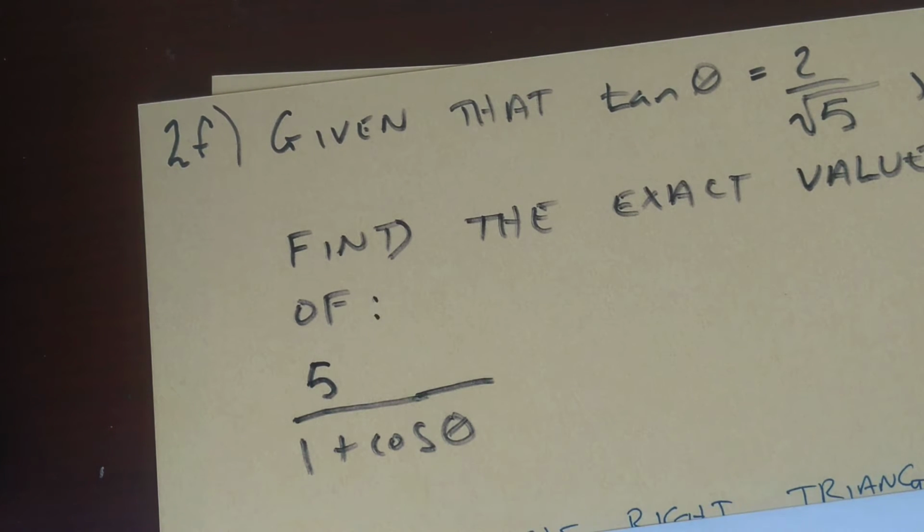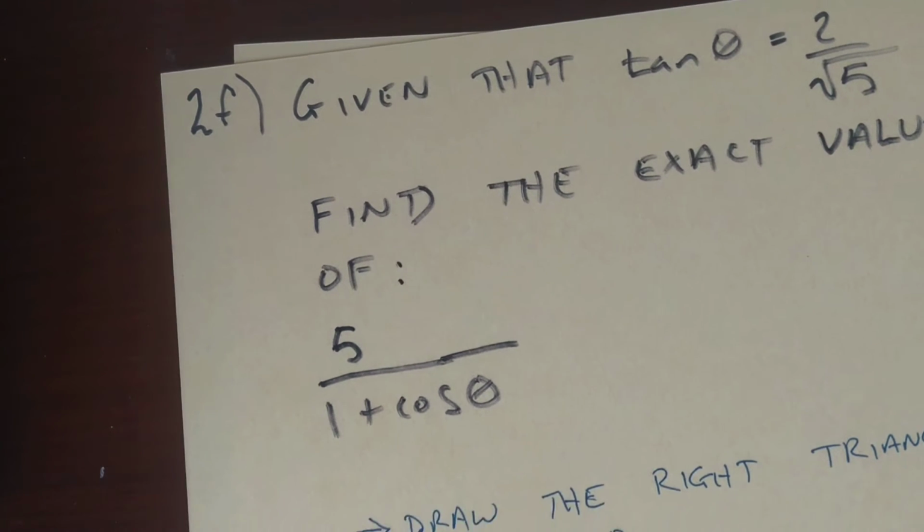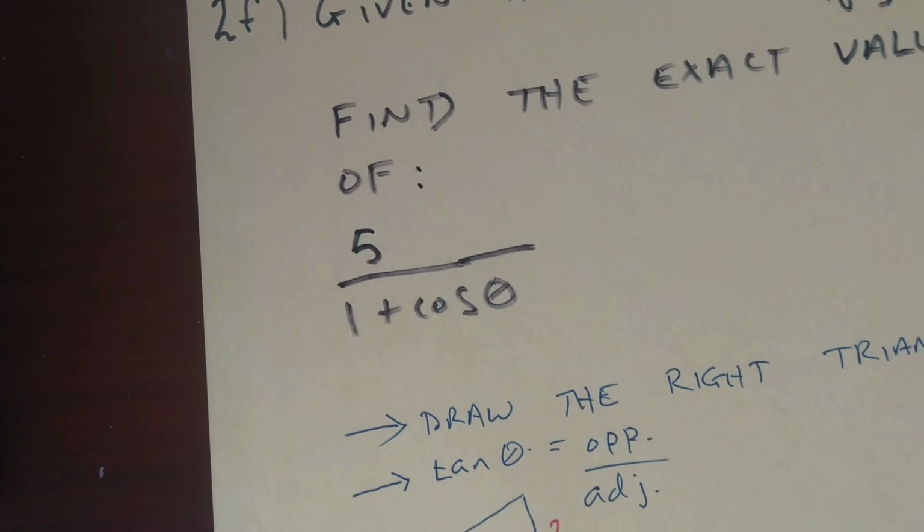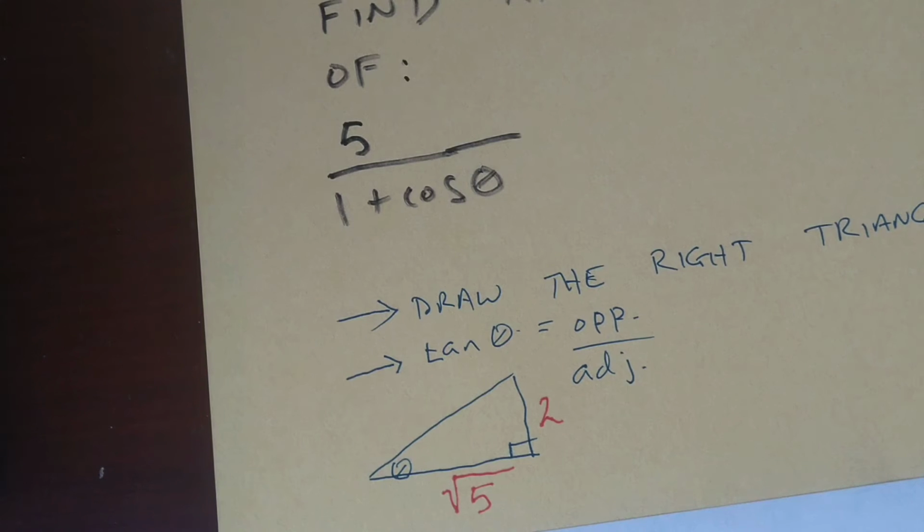And here's step 1. What you want to do is draw the right triangle. And this is the tangent. Remember, tangent is opposite over adjacent. So this is what your triangle is going to look like. And so what we're going to do is just use Pythagoras' theorem to find the hypotenuse. Remember, SOHCAHTOA, so we're looking for the CAH, the cosine part of it.